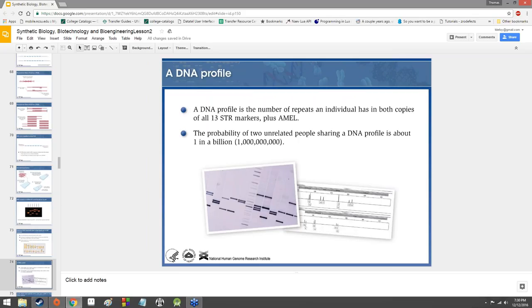A DNA profile is the number of repeats an individual has in both copies of all 13 STR markers plus the AML. The probability of two unrelated people sharing a DNA profile is about 1 in a billion. There are, what, 7 billion people on this planet right now? That means that there are potentially 6 or 7 other people on this planet who share the same DNA profile as far as is concerned with you.